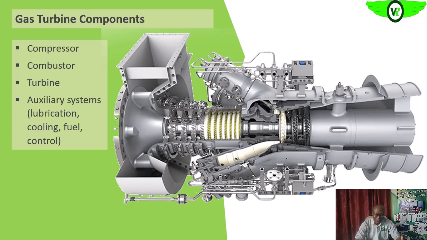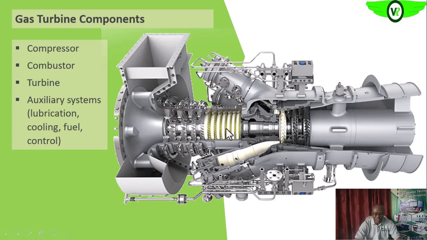Since we need to inject fuel at an appropriate ratio into the compressed air before it is combusted, we therefore need a system that will help us to monitor this and be sure that the appropriate ratio is sent into the combustion chamber. So these are the various components of the gas turbine system, simply put, that we will be looking at.